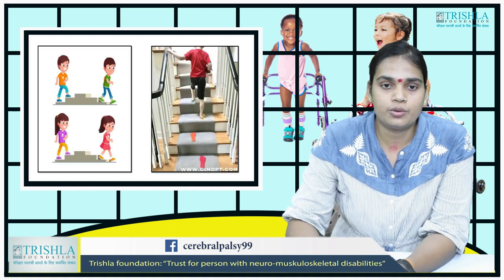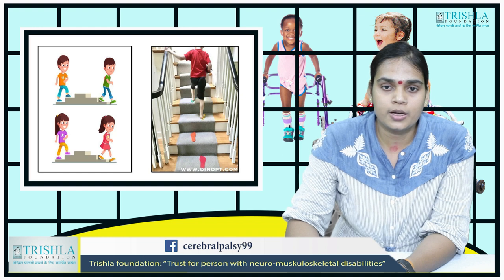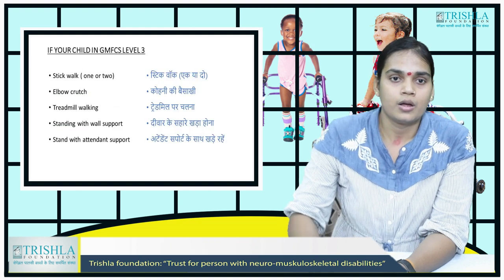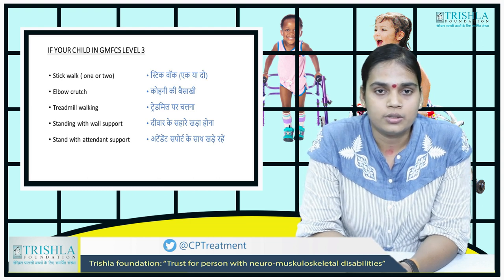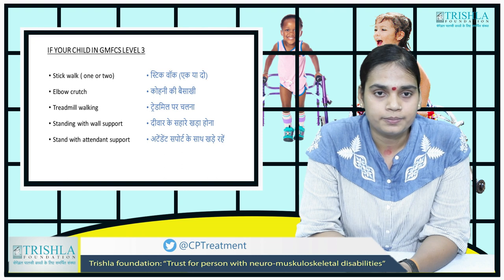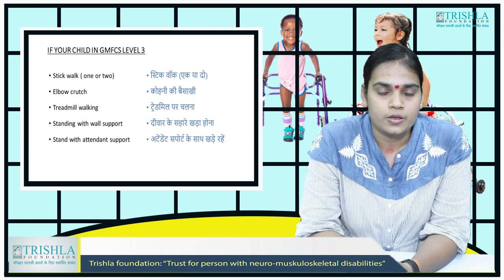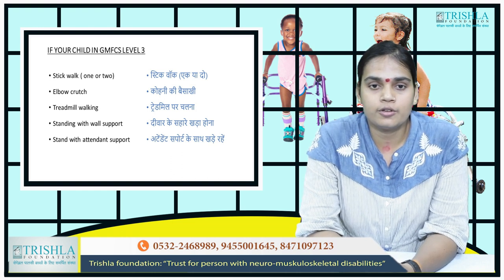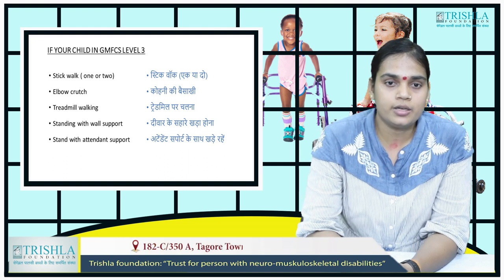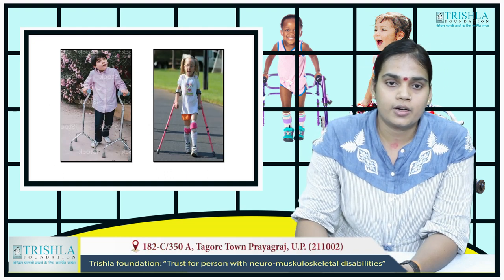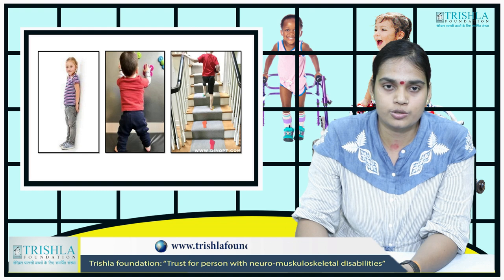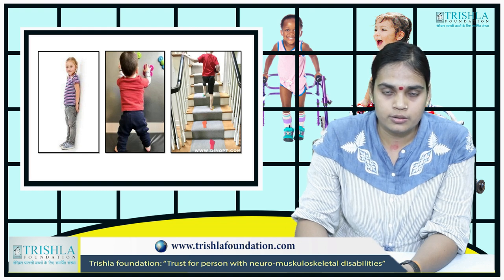This type of activity you can do. You can use a step and stick on the stair. They help your child to improve climbing up and climbing down also. If your child comes in GMFCS level 3, use a stick, wall support, one or two sticks, elbow crutches, treadmill, walking and standing with wall support, and standing with attendant support. For this type of activity you can use a tripod stick and elbow crutches to improve your child's gait training.